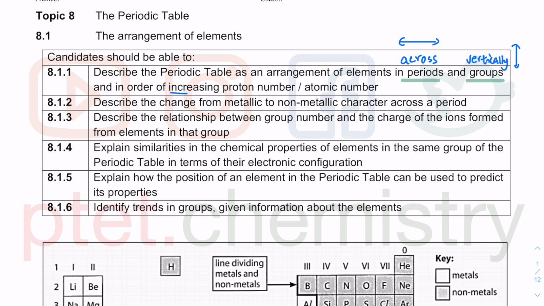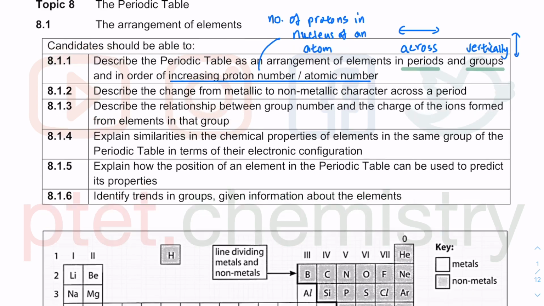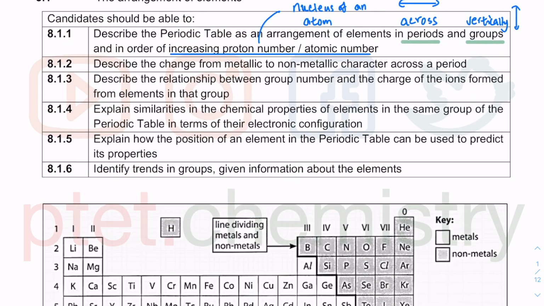You also have increasing proton number or atomic number. From the topic of atomic structure, proton number or atomic number tells you the number of protons. And where are the protons? The protons are in the nucleus of an atom, and as such the nucleus is going to be positively charged, as it has the protons which are positively charged and the neutrons which don't have any charge at all.